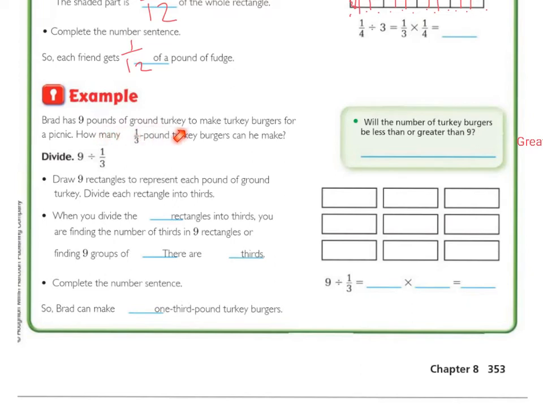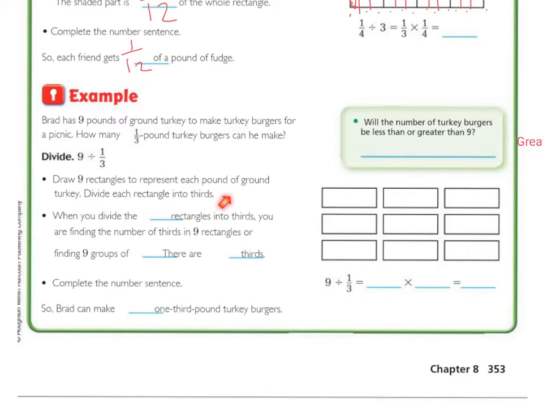Brian has 9 pounds of ground turkey to make turkey burgers for a picnic. How many 1/3 pound turkey burgers can he make? So we're going to divide 9 divided by 1/3. We're going to draw 9 rectangles to represent the pounds of ground turkey. So there's my 9 to represent the ground turkey.